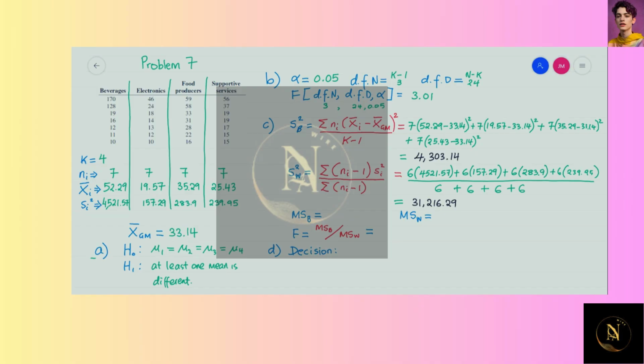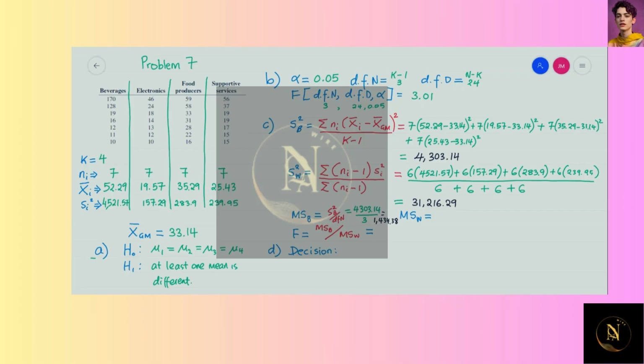Next, we go to the MSB, which will be obtained from the variance between the groups divided by the degrees of freedom in the numerator. And for this case, we're going to have 4,303.14 divided by the numerator degrees of freedom 3, and that gives the value for MSB as 1,434.38.